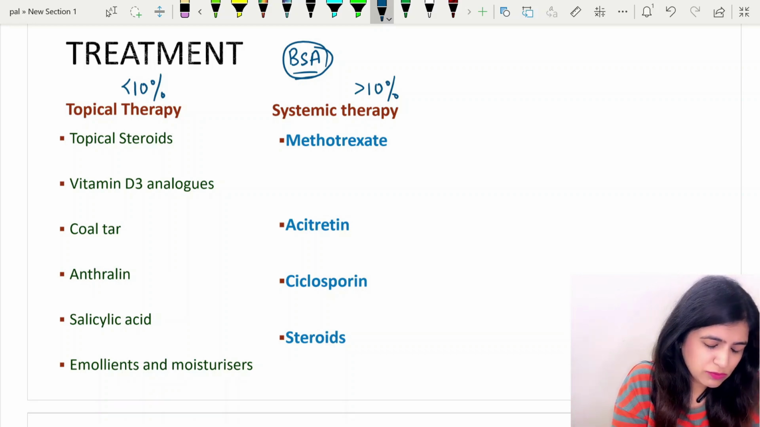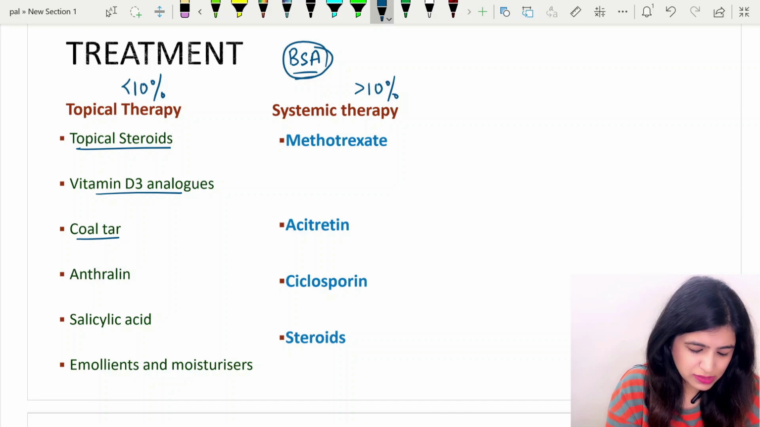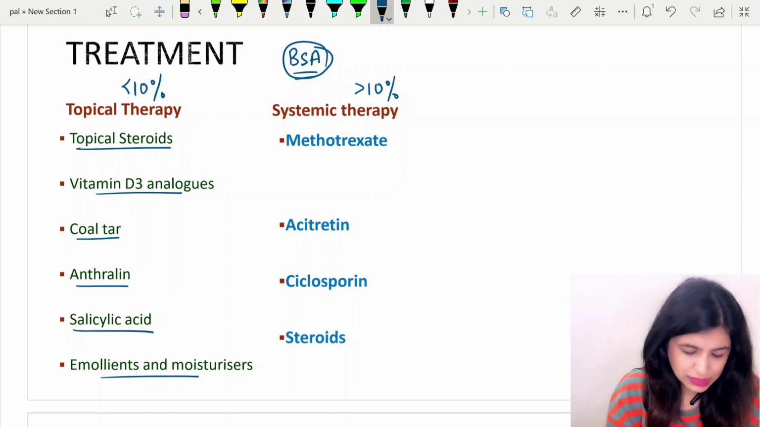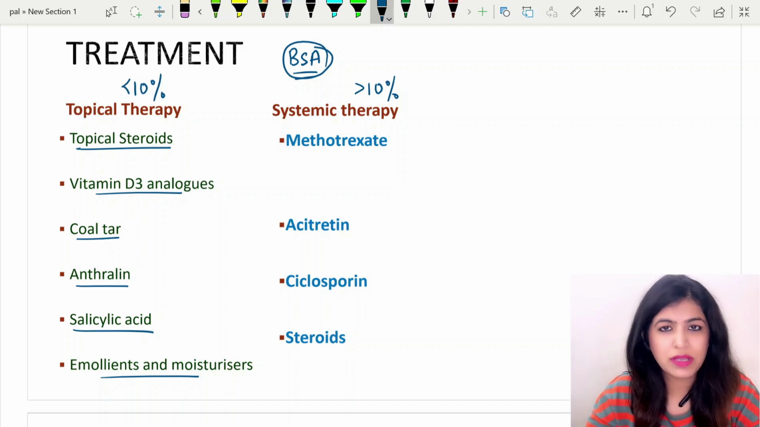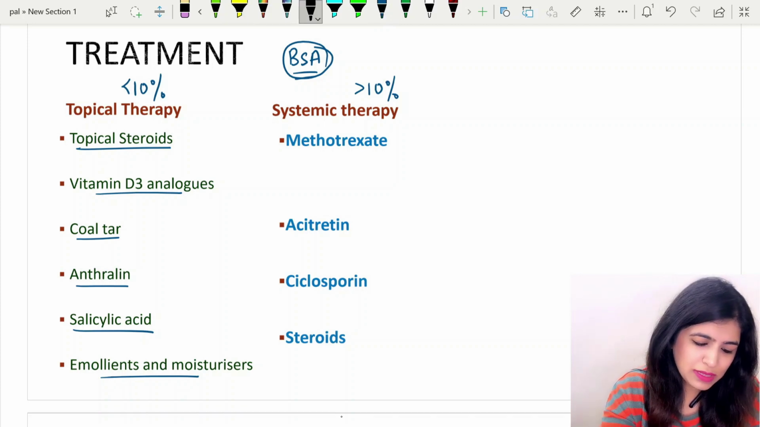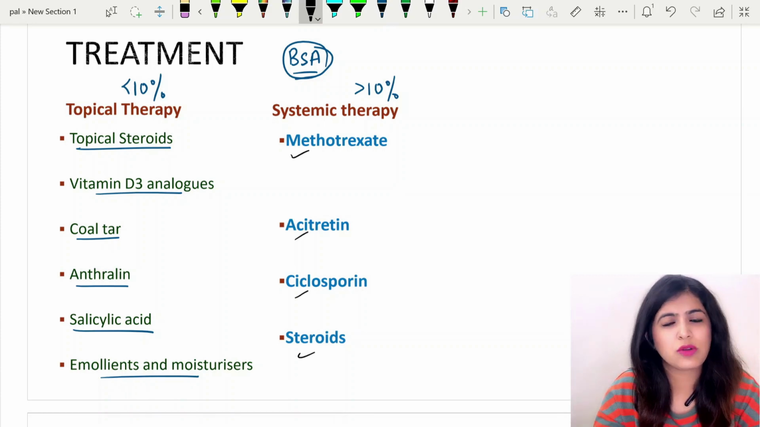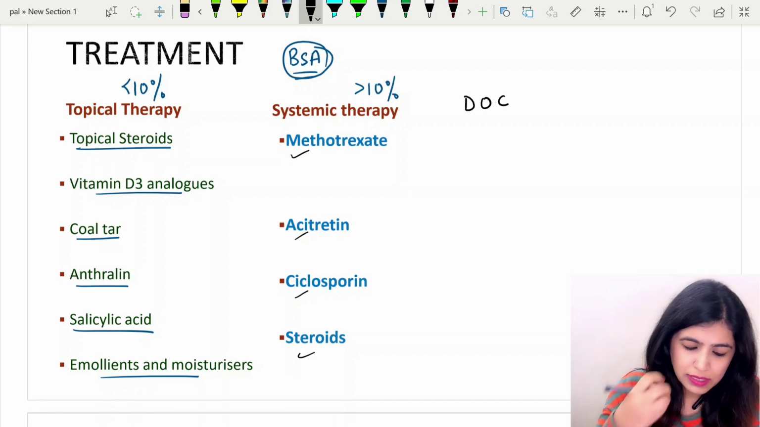Amongst the therapies for topical agents, we have topical steroids, vitamin D3 analogs like calcipotriol, coal tar and its derivatives, anthralin, salicylic acid, and emollients, moisturizers. So these are the drugs which are used for topical management of psoriasis. Amongst the drugs for the systemic therapy, we have methotrexate, acitretin, cyclosporin, and steroids. There are some specific indications for which these are the drug of choice. So let us discuss that.